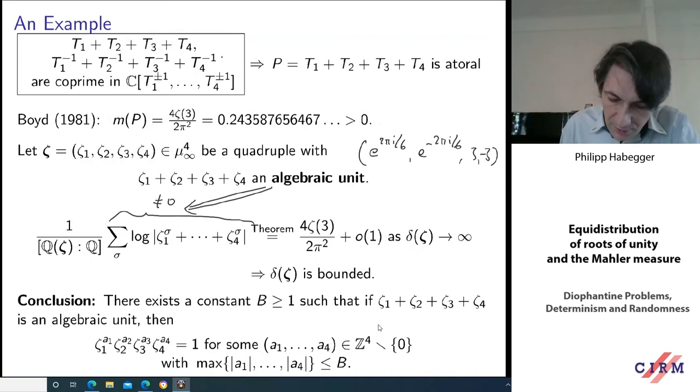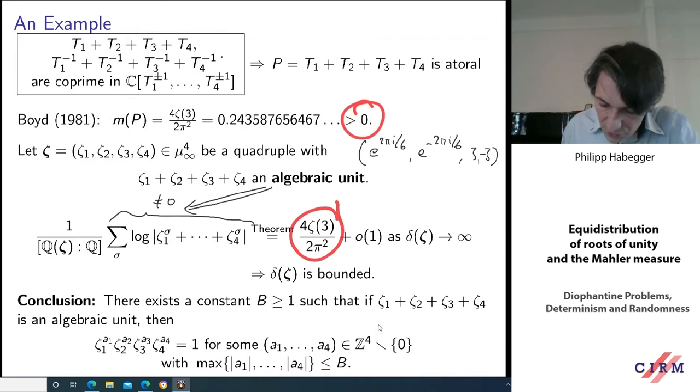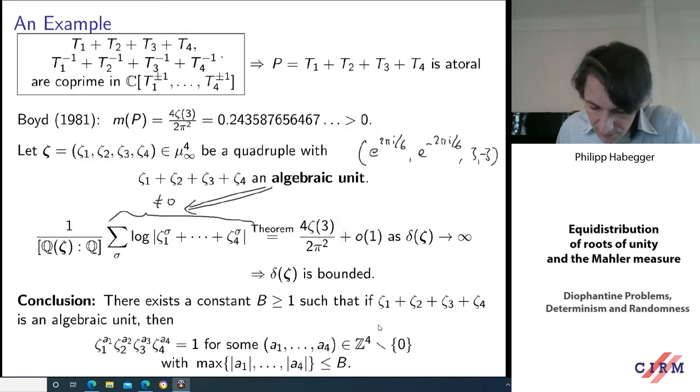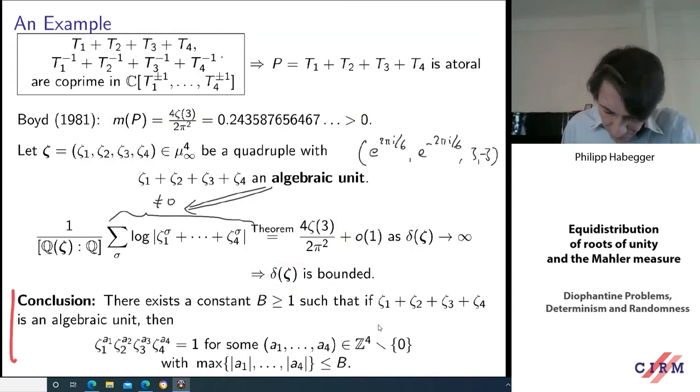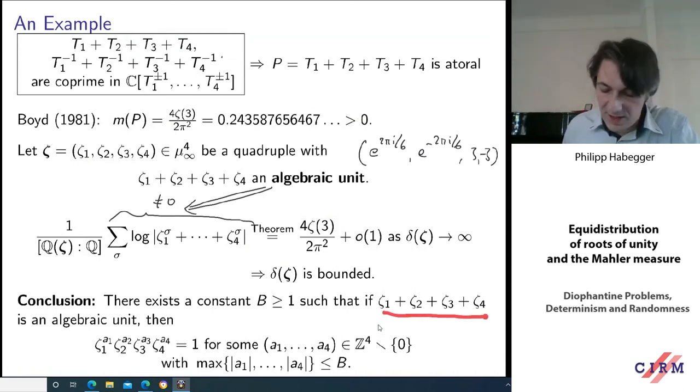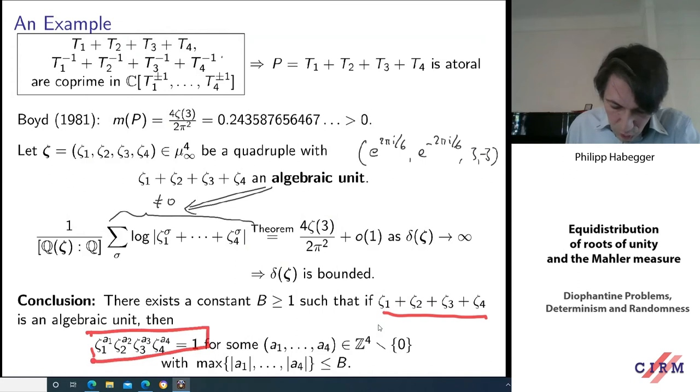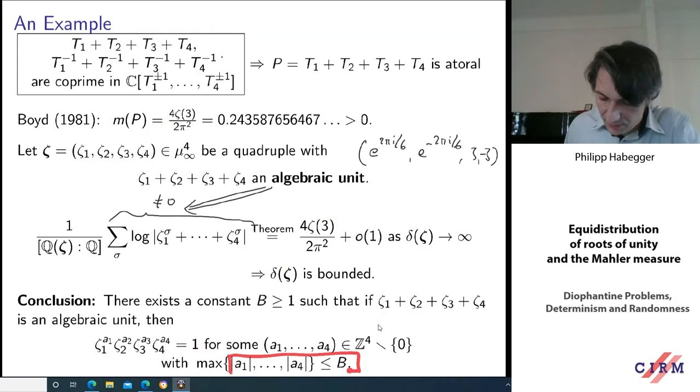Right? And then, of course, we've got a problem. As I said, this Mahler measure is a positive value. And so something zero cannot converge to something positive when both things are constant. So that means that delta of zeta has to be bounded. So it's a certain finiteness result. As a conclusion, if zeta 1 plus zeta 2 plus zeta 3 plus zeta 4 is an algebraic unit for some four roots of unity, zeta 1 to zeta 4, then there has to be a multiplicative relation between these four roots of unity where the exponents are bounded by some constant b.